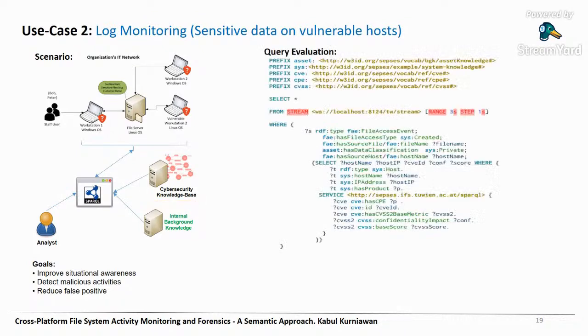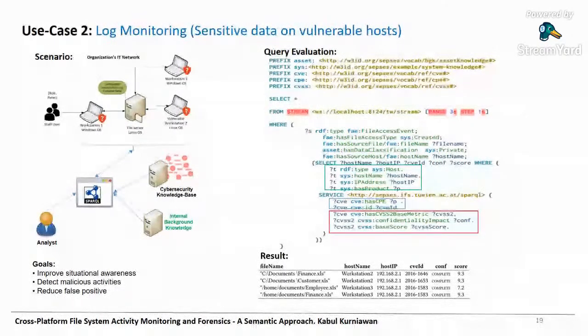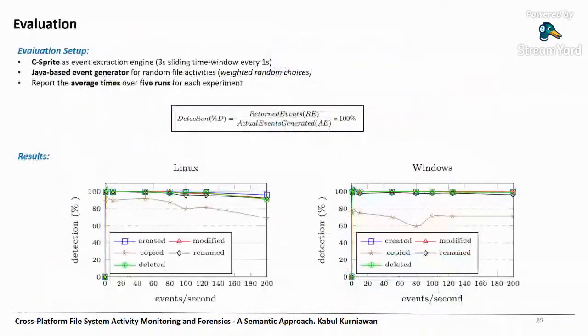So using a SPARQL continuous query on C-SPARQL, we register the stream engine to monitor the file access events. We include both internal background knowledge and external background knowledge or cybersecurity information. And as a result, with this query federation, we can get the information out of the file that has been moved from one host to another host. For example, there is a file that has been moved to workstation 2 and it turns out that this host has vulnerability information such as a CVE ID with an impact score of 9.3.